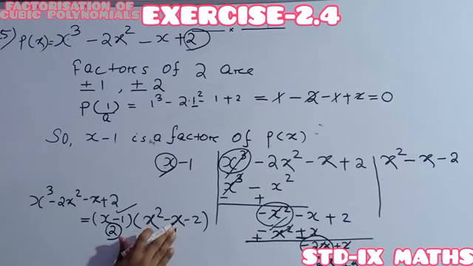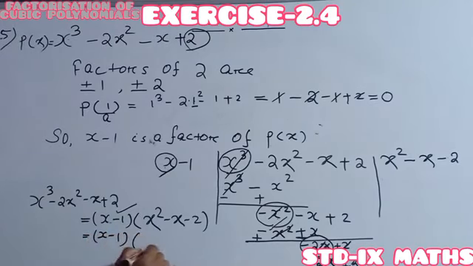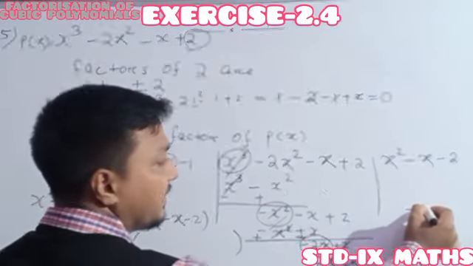Otherwise, this one is a quadratic. How to factorize this one? This one is a quadratic, so we have to factorize it. In this step we can continue with x minus 1. Here it is a quadratic polynomial, and I have already said that a quadratic polynomial can be factorized by splitting the middle term. Here the product should be minus 2, the coefficient of x square is 1, which means the product is minus 2. Coefficient here is minus 2.